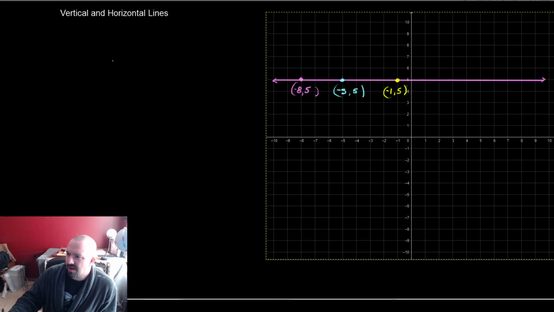And then we might have something like 3, 5. You know, something funky's happening with Y. It always seems to be 5. Then the question is, well, what's X? It can be anything it wants, it looks like. So, horizontal lines.